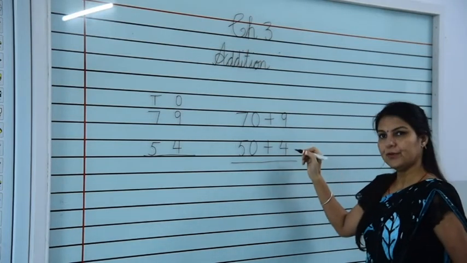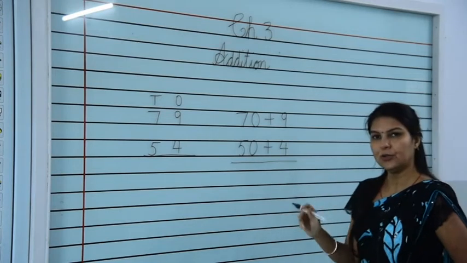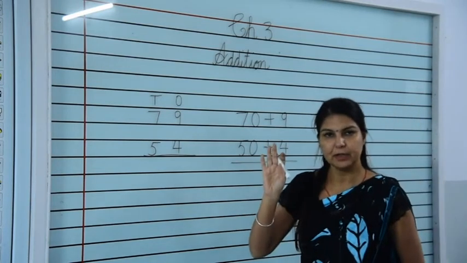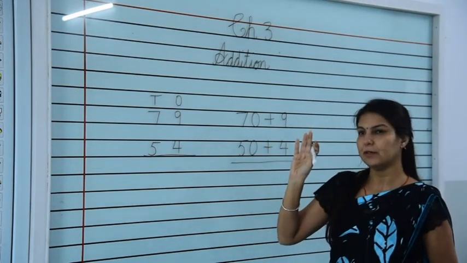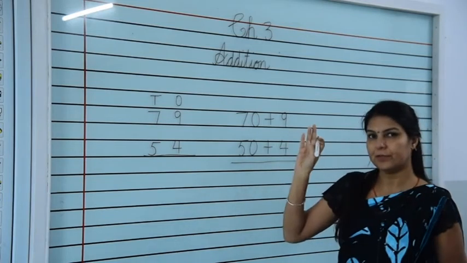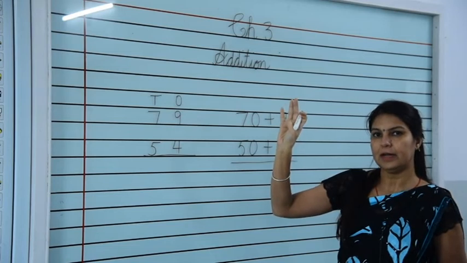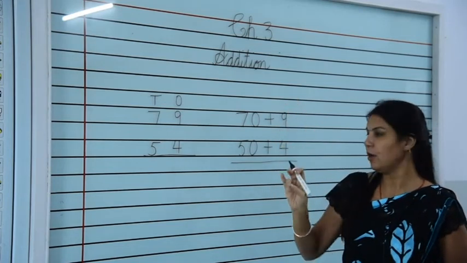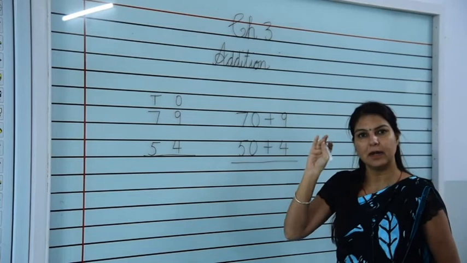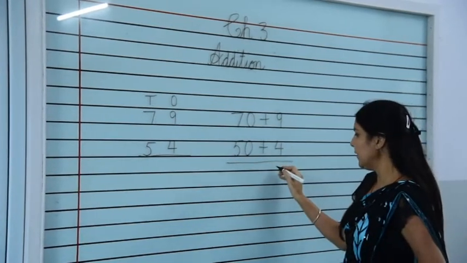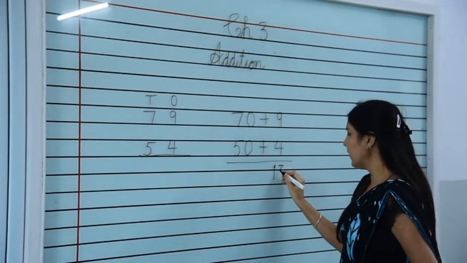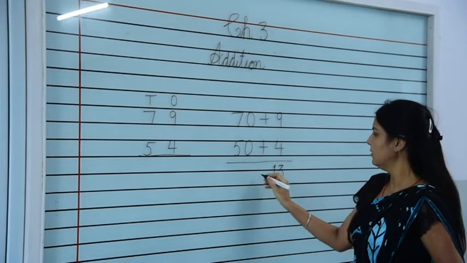9 plus 4 will be 13. I told you how you will add the numbers on your fingers. You can use your fingers for counting. After 9 you will say 10, 11, 12 and 13. Where will we stop? We will stop when 4 is counted on our fingers. So what do we get? We get 13. We will write 13 as it is here.